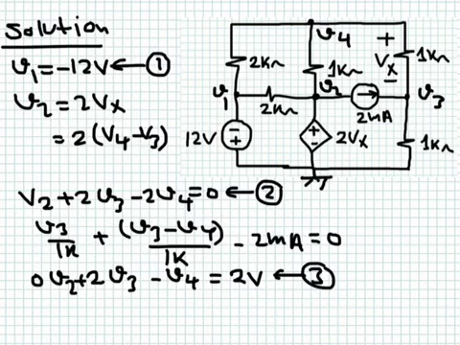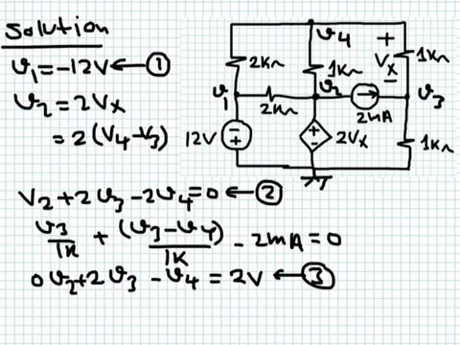I usually sum the currents flowing out. So the current flowing out, V3 over 1K, V3 minus V4 over 1K, and this one flowing out is minus 2 milliampere, equal to 0. Multiply both sides by 1K, so this minus 2 milliampere becomes minus 2 volts. Move it to the other side, it becomes 2 volts. V3 and V3 will give you 2V3 minus V4 here. And there is no V2, so I include it with a 0 coefficient.